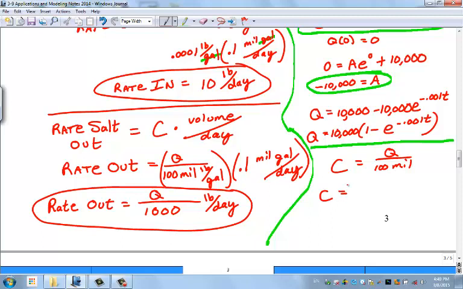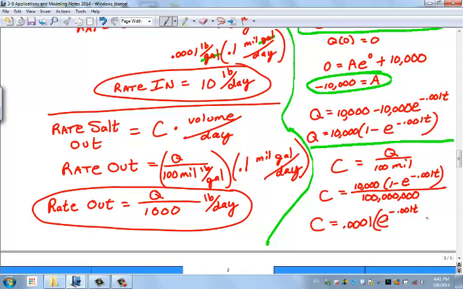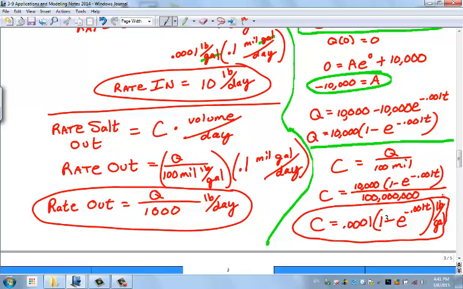Alright, so C is equal to Q, 10,000 times 1 minus e to the negative 0.001 t divided by 100 million. Okay, now 100 million, remember that looks like this, in case you're wondering where I'm getting all these numbers from. So when I cancel 10,000 with 100 million, when I do that division, I get C equals 0.0001 times, oops, I forgot my 1 minus. Hold on. Times 1 minus e to the negative 0.001 t pounds per gallon. So that's our solution. That is our concentration of salt in this tank.